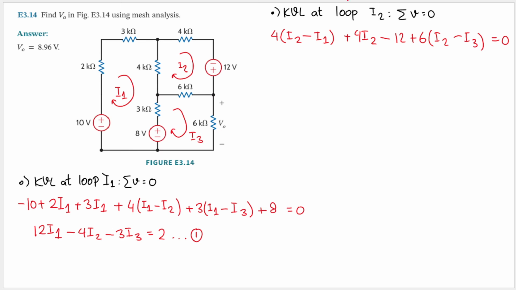Okay, now let's do some simplification. I1 only comes from here, so we'll have minus 4I1.